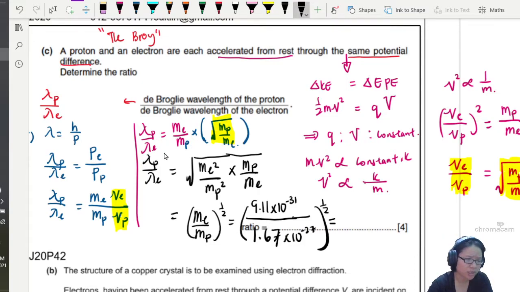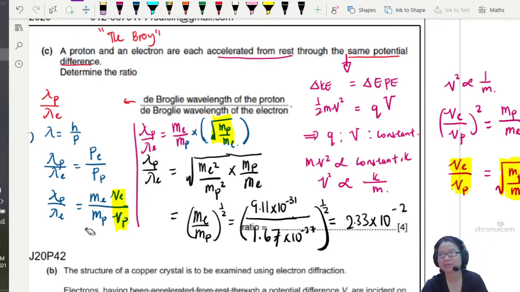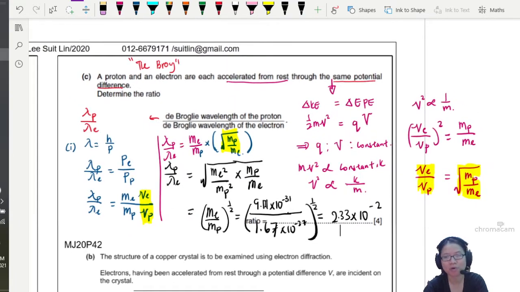0.0233. I guess I could write 2.3 times 10 to the power of negative 2. If you want to write another SF, it's also okay. So I guess I can write this as 2.33 times 10 to the power of negative 2. Yeah, that's right. So what did we learn here for these 4 marks? Quite a lot of steps. I'll label them for you.